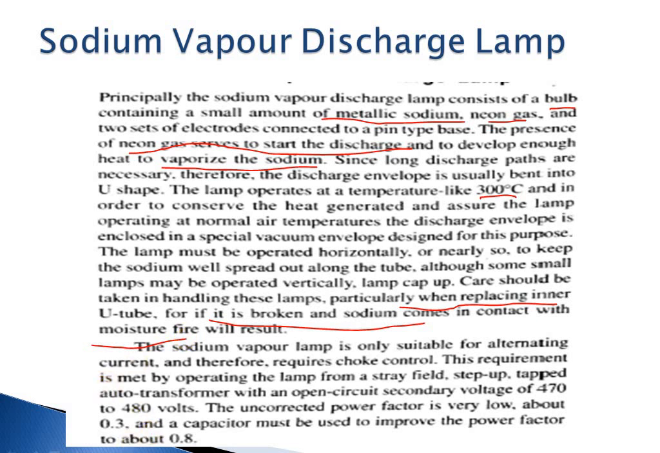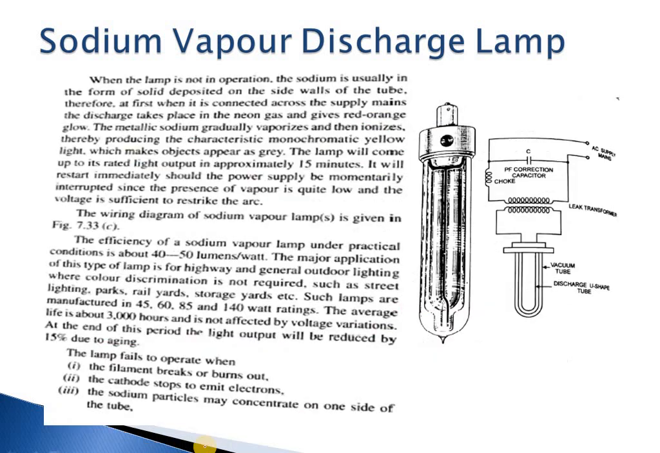The uncorrected power factor is very low, about 0.3, and a capacitor must be used to improve the power factor to about 0.8. That means if we don't use any power factor correction method like a capacitor, the power factor of the sodium vapor lamp is very low, nearly 0.3. So generally we use a capacitor to improve the power factor of the sodium vapor lamp.